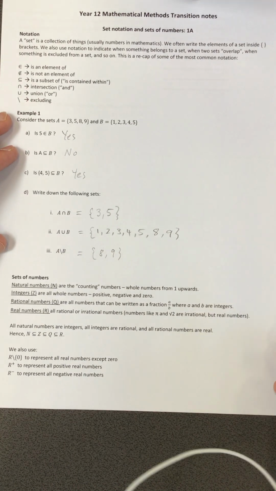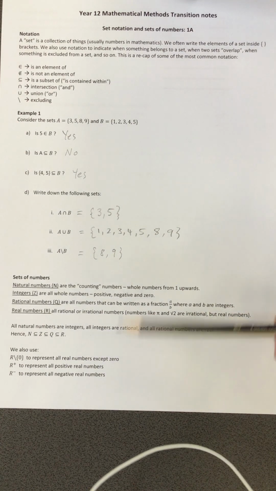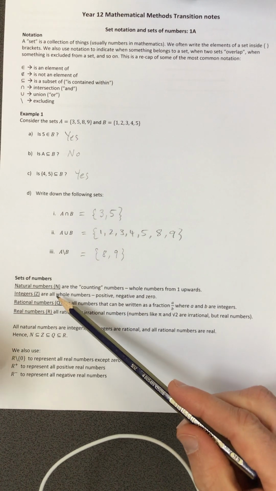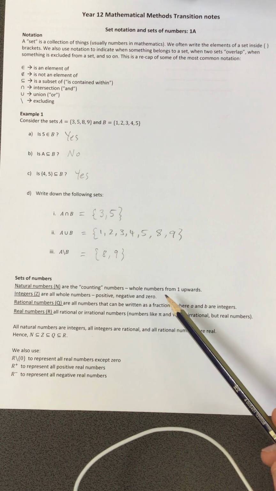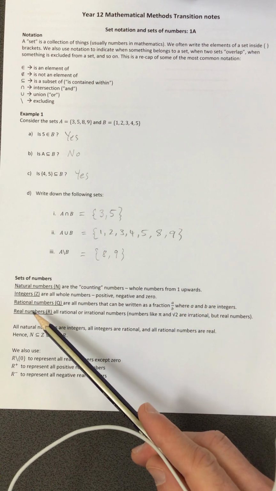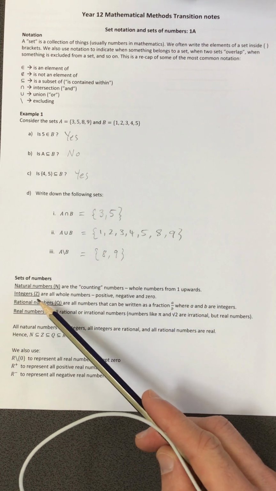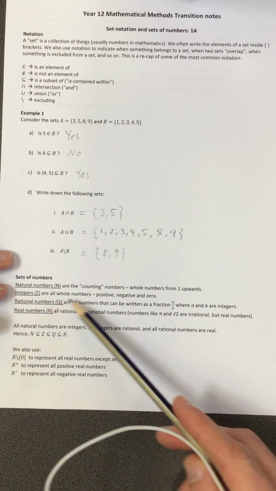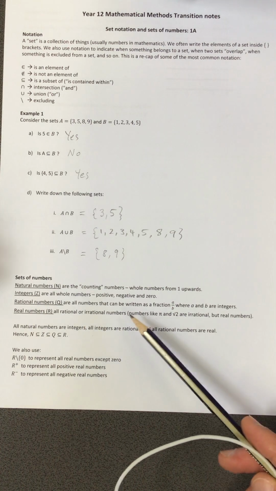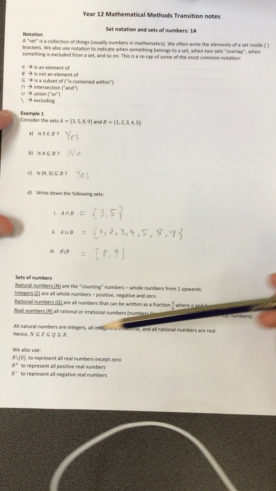Some other sets of numbers get their own special symbols. Natural numbers, we often use the capital N to represent natural numbers. These are like the counting numbers, so they're positive whole numbers starting from 1. Integers, which are used a lot in methods, capital Z basically means all whole numbers, positive, negative, and 0. 0 is an integer as well.